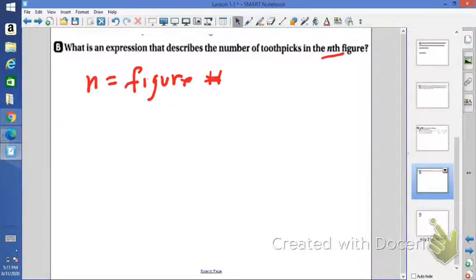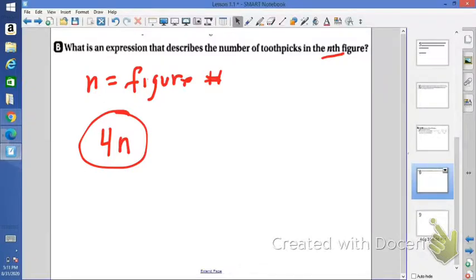So our figure number is n. We're multiplying it by 4. So 4 times the figure number gives us the total number of toothpicks. And this is an algebraic expression that we can use to help us find the number of toothpicks in the 30th figure or the 50th figure, the 100th figure. You just plug in 30, 50, and 100 for n to get your answer.